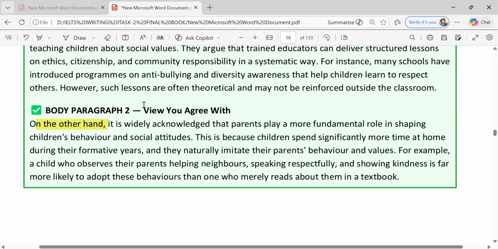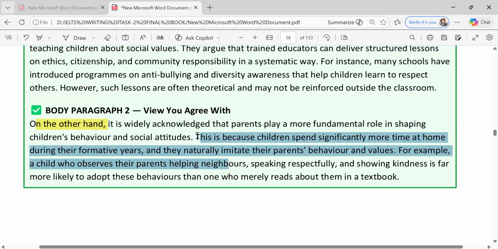And we have used the same structure in both paragraphs. First of all, in the main body, that's the topic sentence. And then after that, till this point, we have explained. And finally, we have provided an example as well.